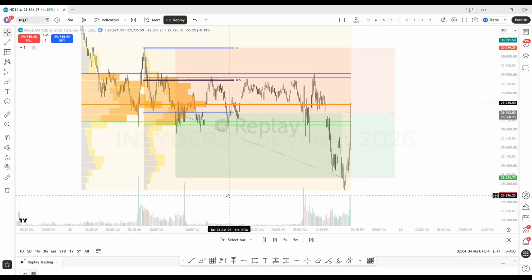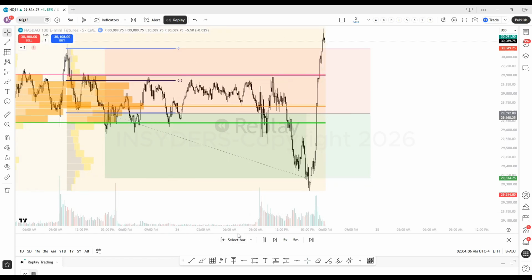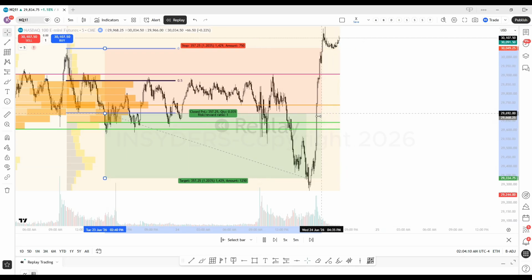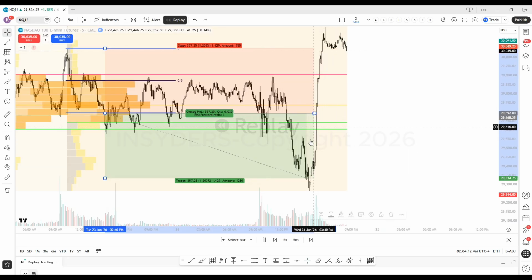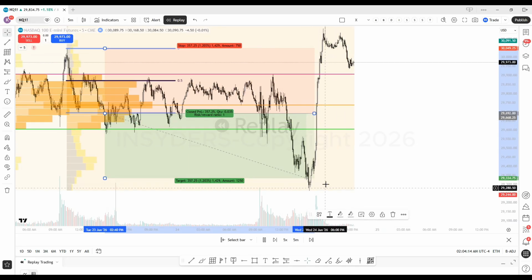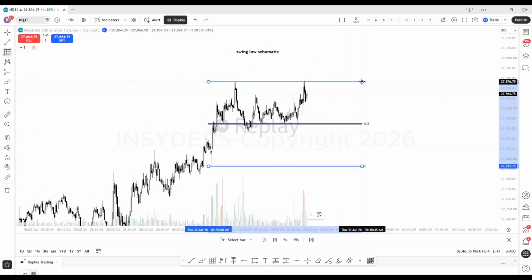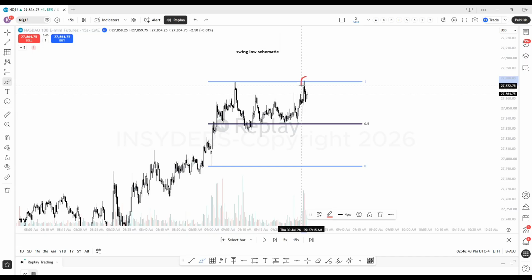So that is the next. And this is a really good example of the market literally reversing shortly after hitting the 1-to-1. Okay, now for the last example, we have a swing low schematic. Find your low, find your high. Make sure it comes back down to the 50 and has broke the high. Only at this point right here was the range defined.